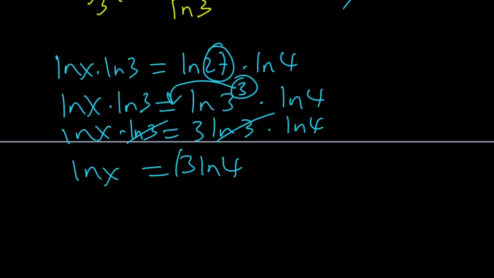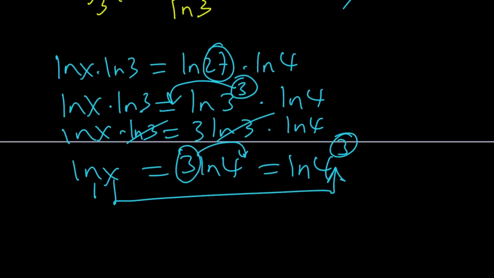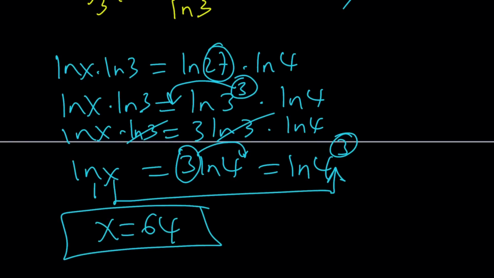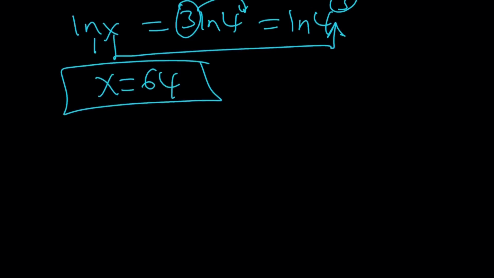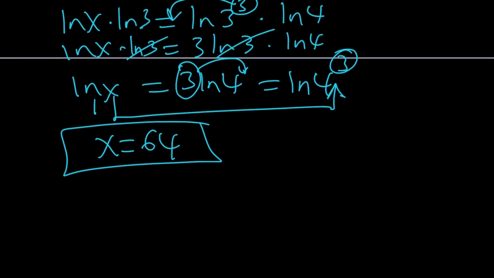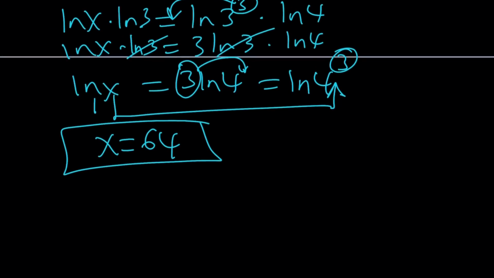But 3 ln 4 can be written as ln 4 to the third power because of the power rule, which you can use backwards too. And from here, x becomes 4 cubed or 64 as before. So that's going to be our second approach for the first method. So it's kind of like 1b. Okay, great. So we got the same answer.